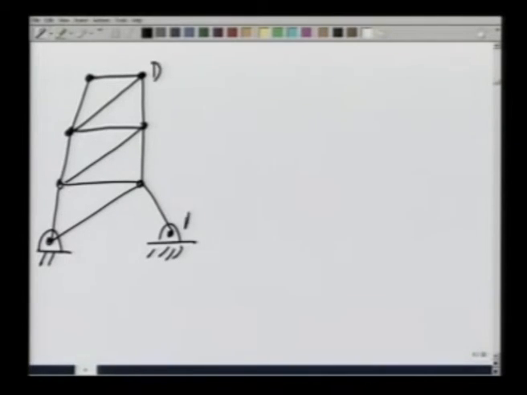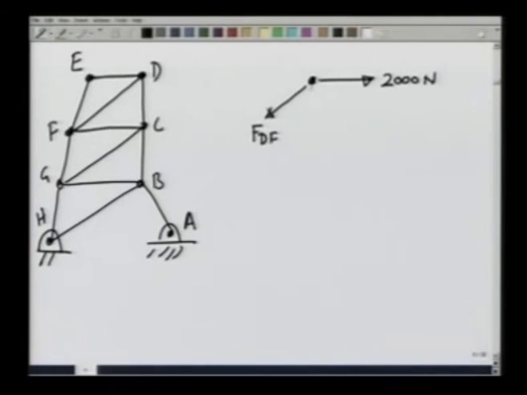Points A, B, C, D, E, F, G, H. At point D, F_ED is 0 and there is only one load, 2000 newtons. There would be a force F_DF and a vertical force, and again in anticipation I am making it like this, F_DC. There are two unknowns and both of these I can determine.